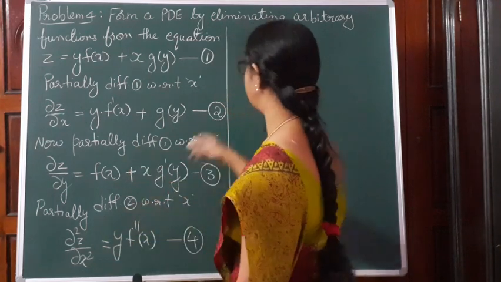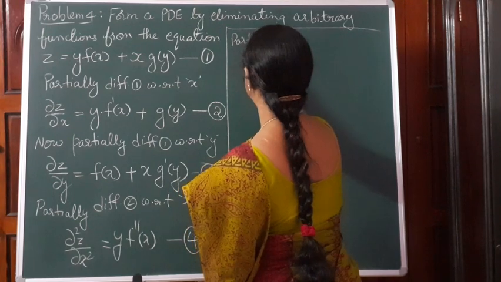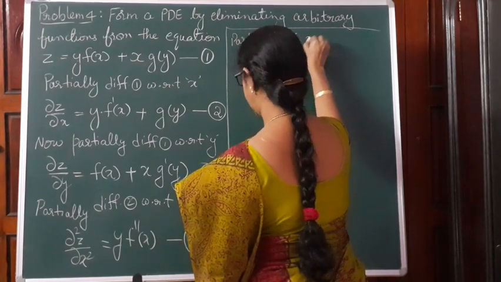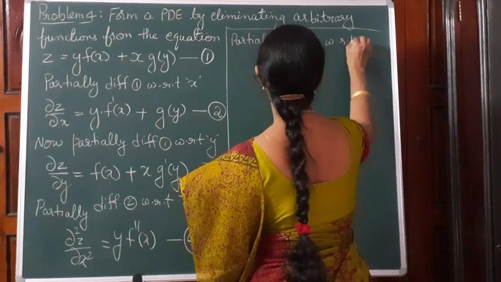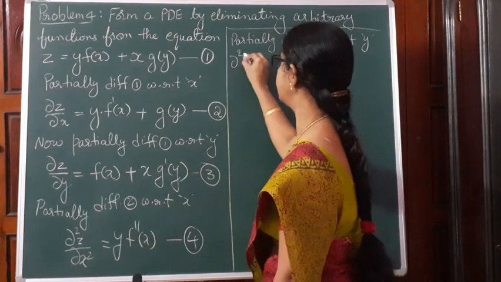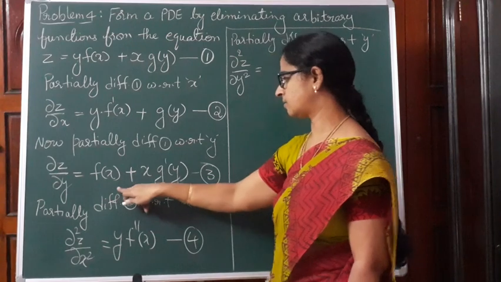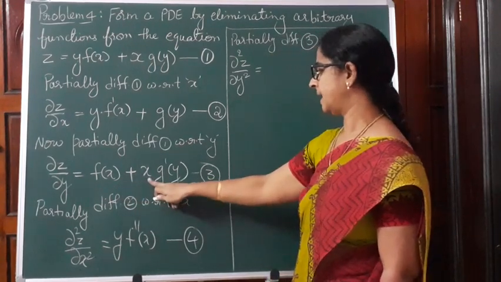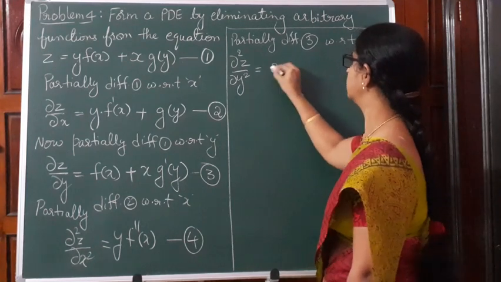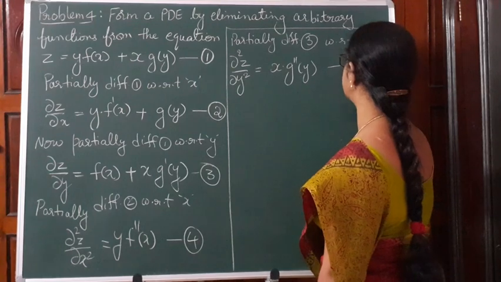Similarly ∂²z/∂y². That means partially differentiate 3 with respect to y. Then we get ∂²z/∂y² is equal to, f(x) is constant, so its derivative is 0. x is constant, the derivative of g'(y) is g''(y). So x times g''(y). Call this equation number 5.